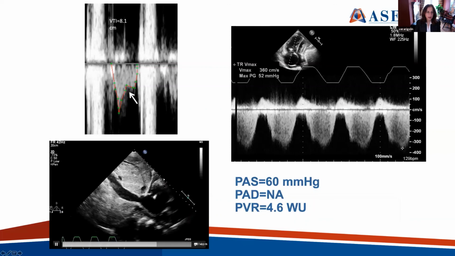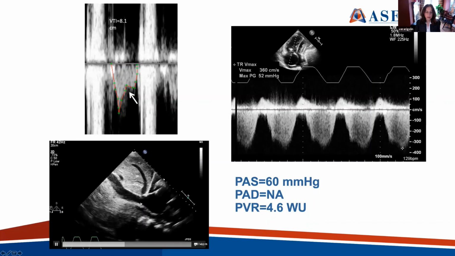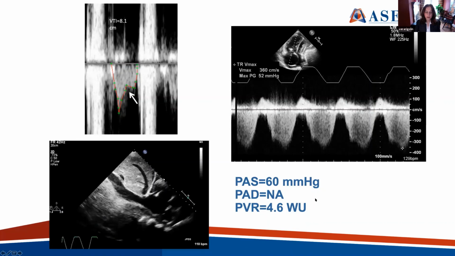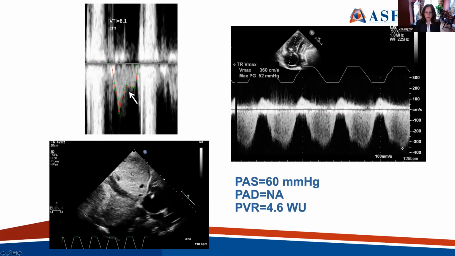Again, we see that notching in our RVOT spectral tracing. And we can measure our TR velocity, our IVC for looking at the RA pressure. We did not have a PI jet here to measure a PAD, but based on the values that we do have, we can measure the PA systolic pressure and the pulmonary vascular resistance as shown here. So remember, for the pulmonary vascular resistance, we need the VTI of the RVOT signal and the peak velocity of our TR jet.